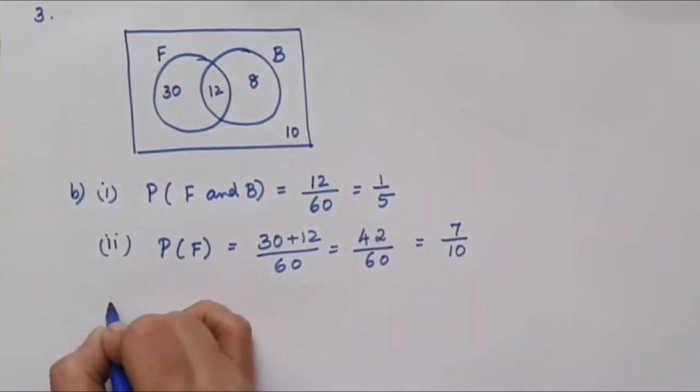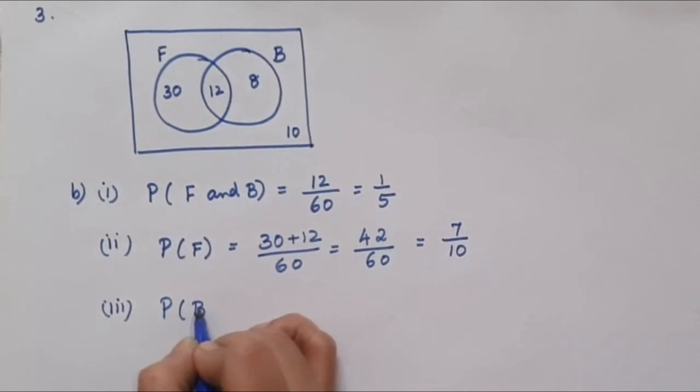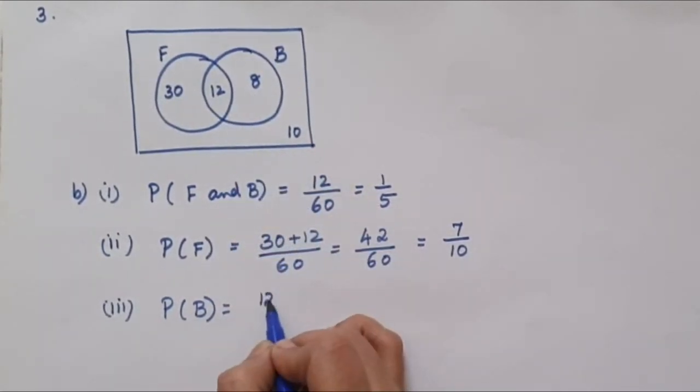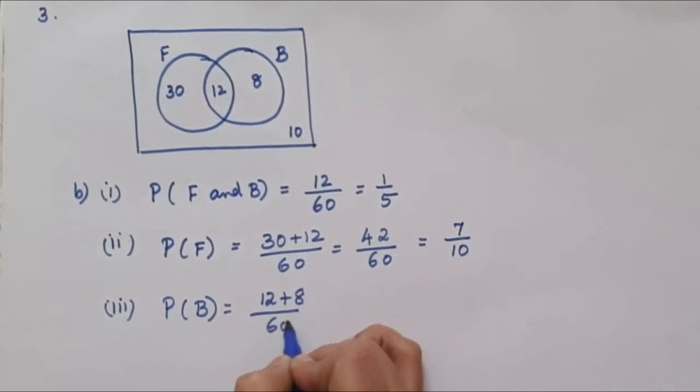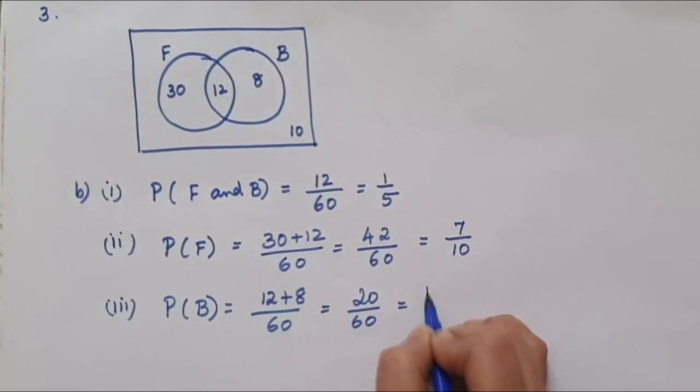Then the third one, probability of basketball. The same way, basketball: 12 people play here and 8 here. So 12 plus 8 over 60. So it is 20 over 60, so it is 1 over 3.